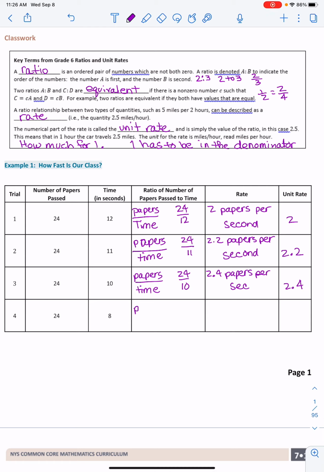And last, if we did it in 8 seconds, we'd have papers over time, 24 over 8, or 3 papers per second, which would be 3 for our unit rate.